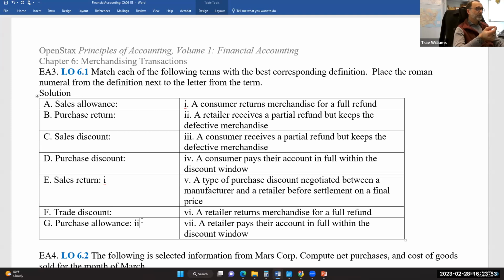Number 3, a consumer. Okay, so again, if there's a consumer, we must be the seller. A consumer receives a partial refund but keeps the defective merchandise. Again, if they're keeping the merchandise, this is an allowance. So we are giving them an allowance, and we are the seller, so it is a sales allowance.